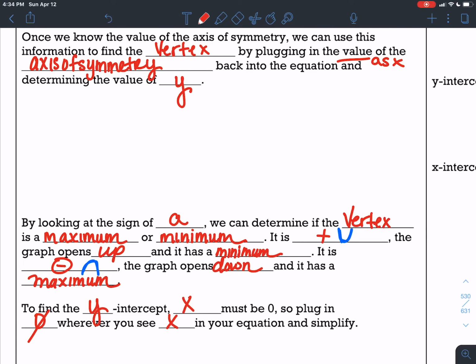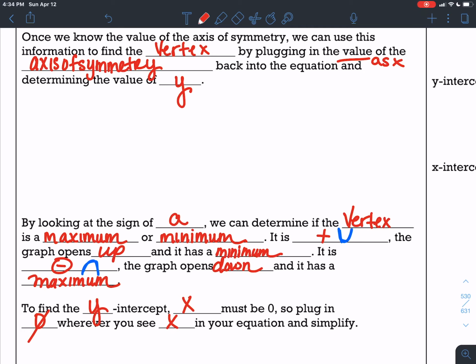Once we know the value of the axis of symmetry, we can use this information to find the vertex by plugging in the value of the axis of symmetry back into the equation as x and determining the value of y.